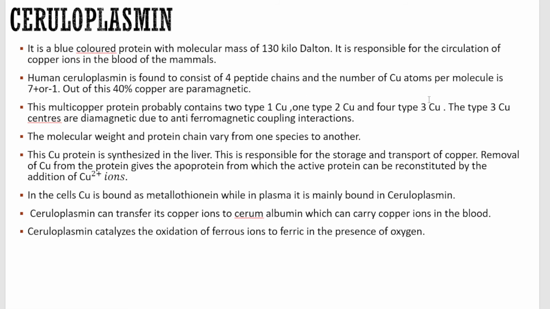Out of these three, the type 3 coppers are said to be diamagnetic, because there is antiferromagnetic coupling interaction. The rest, type 1 and type 2, are paramagnetic in nature. The molecular weight of ceruloplasmin and the protein chain varies from one species to another. In different mammals the molecular weight of ceruloplasmin keeps varying, and this protein is synthesized in the liver, the same way transferrin is synthesized in the liver.